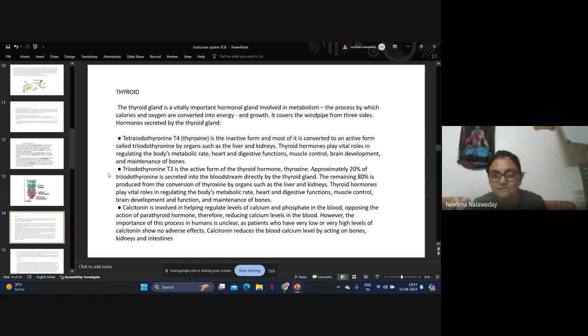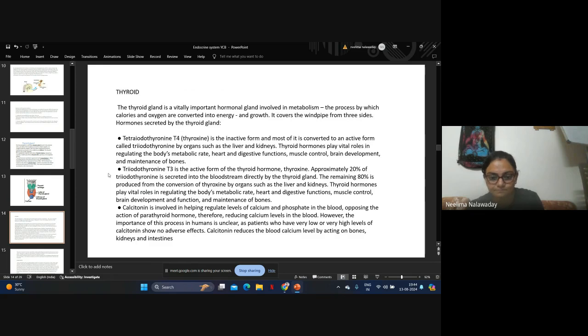T3 is the active form of the thyroid hormone. Approximately 20% of T3 is secreted into the bloodstream directly by the thyroid gland. The remaining 80% is produced from the conversion of thyroxine by organs such as the liver and kidneys. And calcitonin is involved in helping regulate levels of calcium. This calcitonin hormone is related to levels of calcium and phosphate in the blood.